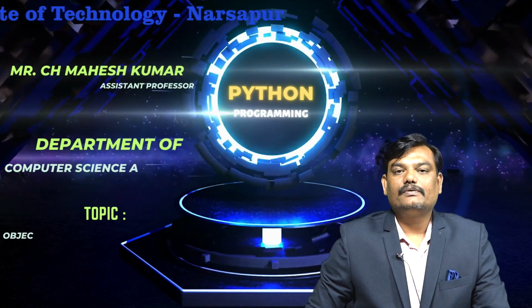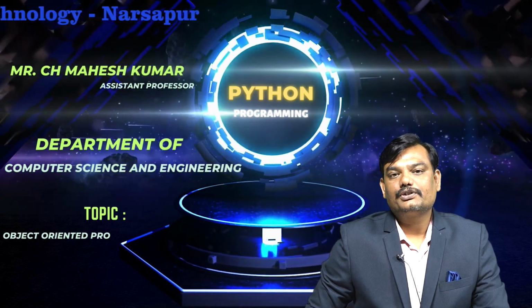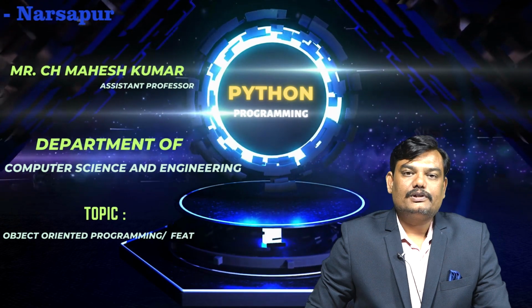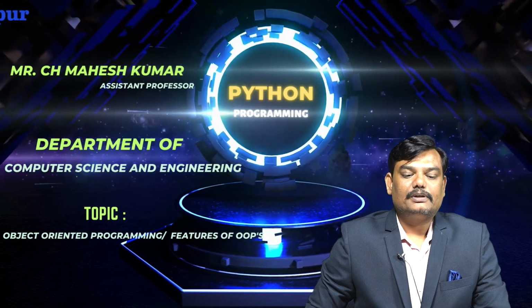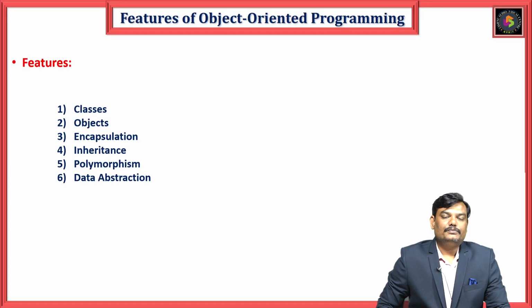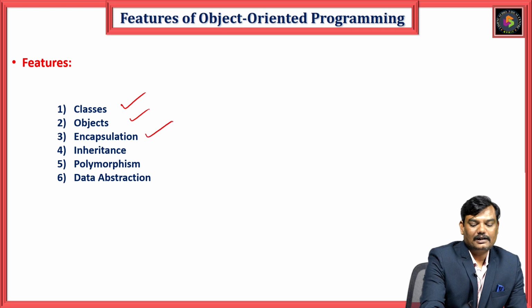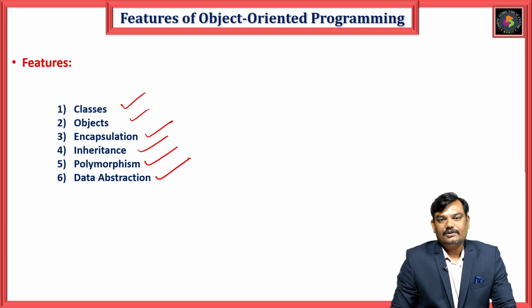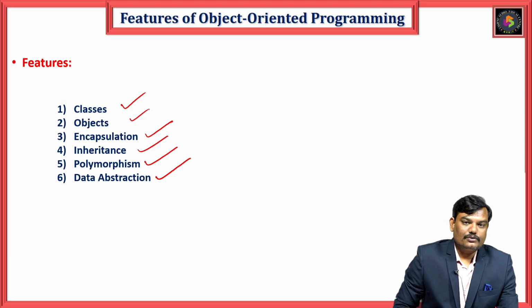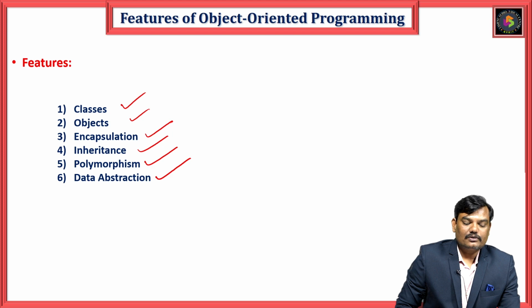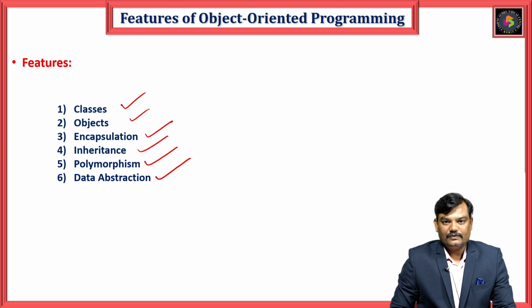In this session, we will be talking about the features of object-oriented programming. What are the features of object-oriented programming in Python? The features that we are going to discuss are classes, objects, encapsulation, inheritance, polymorphism, and data abstraction. So these are all the features of object-oriented programming. Now let us talk one by one about these features.